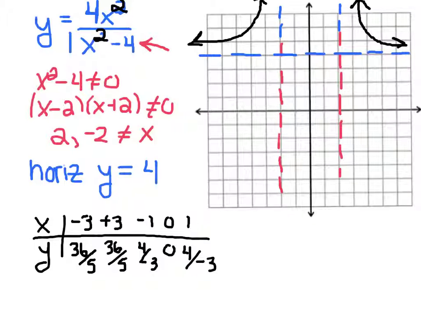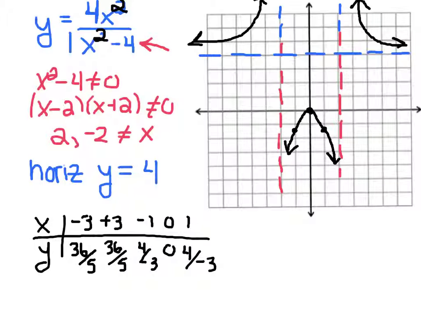So then I look at the point 0, 0, 1 and negative 4/3, negative 1 and negative 4/3, and it appears this graph goes down in both directions. So actually this is an interesting graph for domain and range.